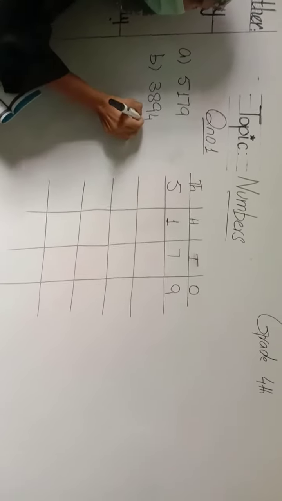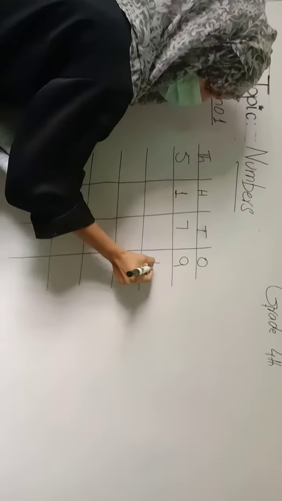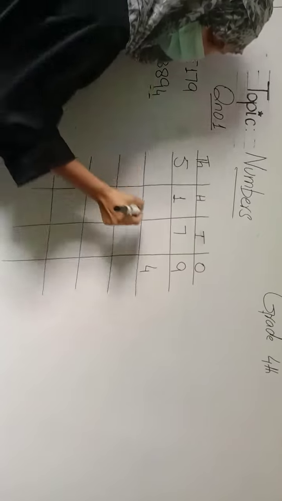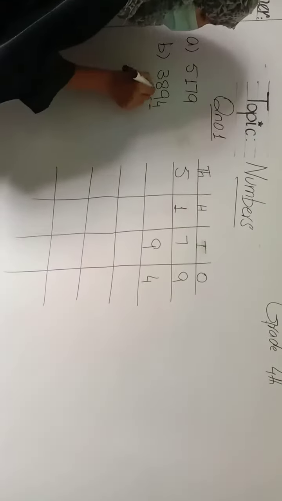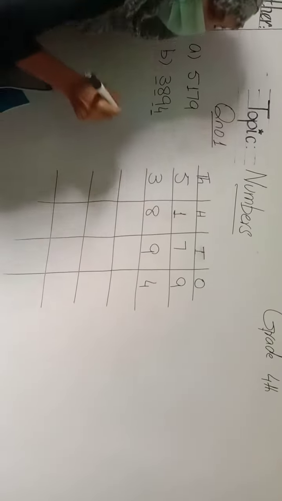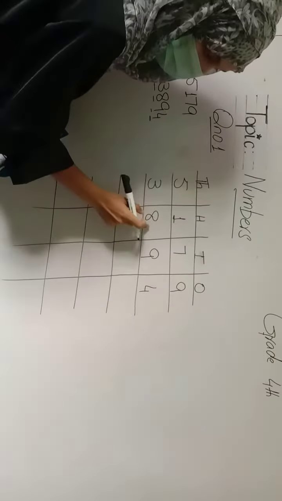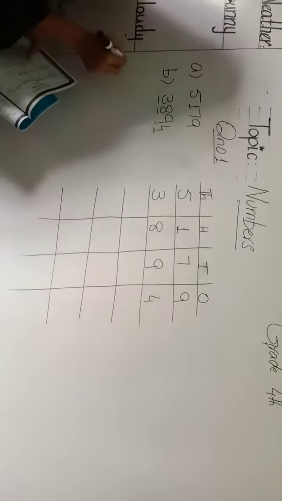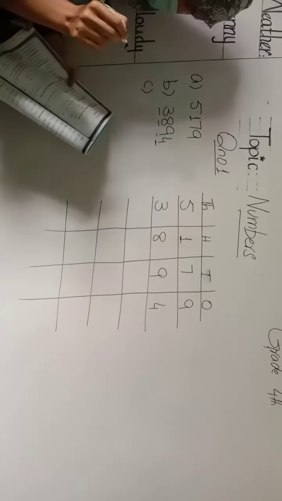3894. Now you have to start from the 4. 4 is your ones. 9 is your tens. 8 is your hundred. And 3 is your thousand. Now you can read 3894. Move to the C part.